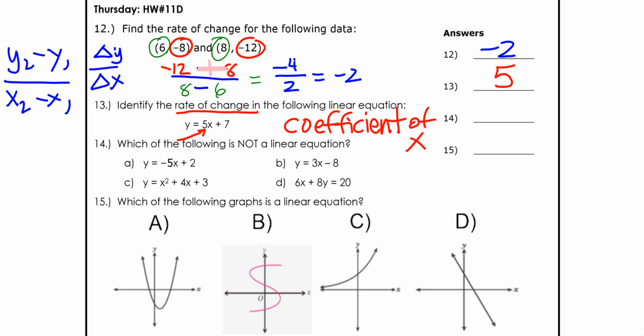Number 14, which of the following is not a linear equation? Remember those 3 rules? Only powers of 1, no products of variables, no variables in the denominator. So looking at our choices here, letter C breaks the power rule. So letter C is not a linear equation. Number 15, which of the following graphs is a linear equation? To be linear means you look like a line. And that's D.